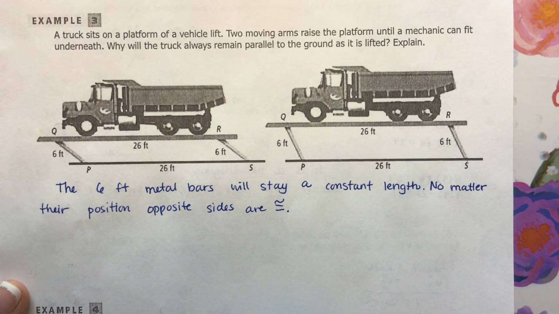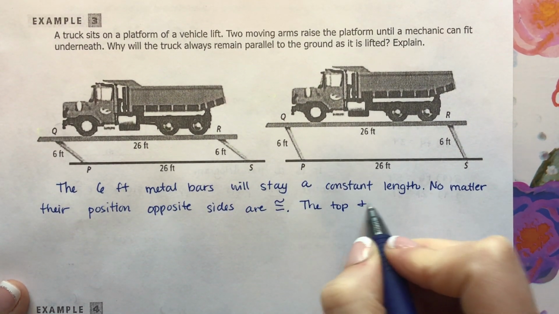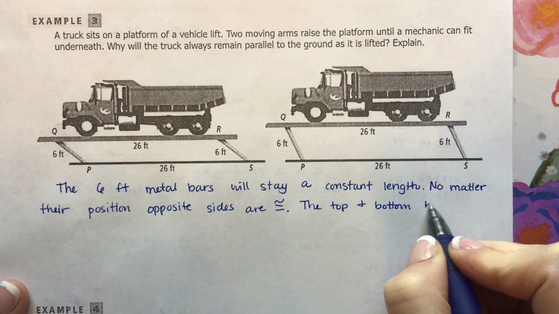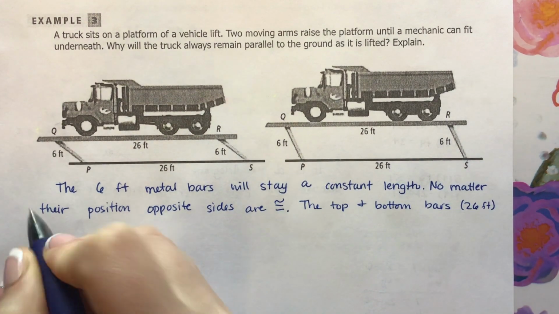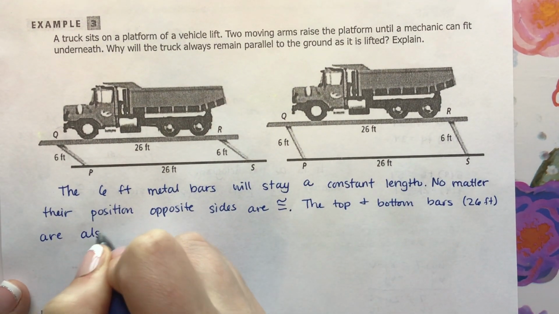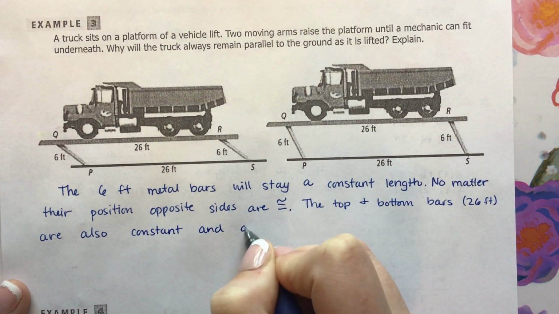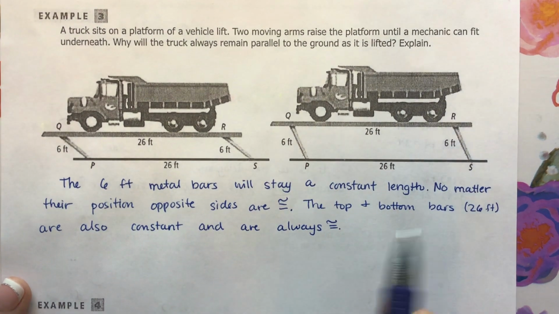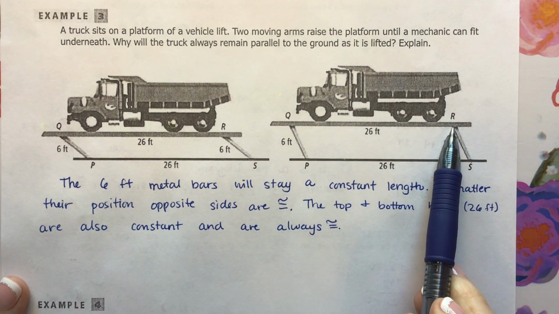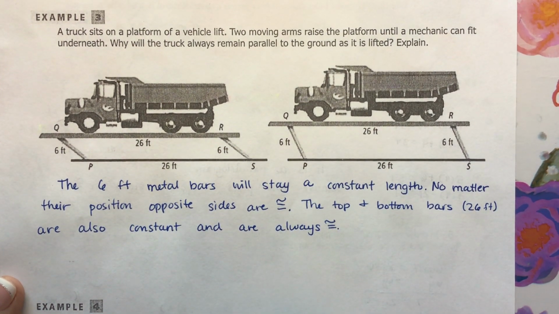The top and bottom bars are also staying the same length no matter what. So the top and bottom bars that are 26 feet are also constant and are always congruent. It's not like this bar is going to be 26 feet in one position and then only be 20 feet in the next.